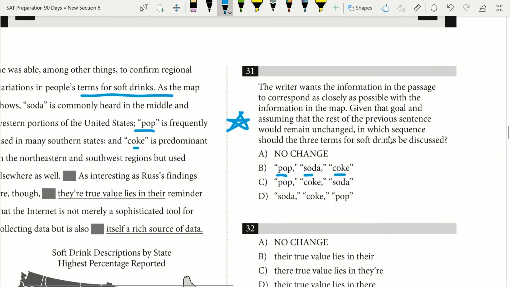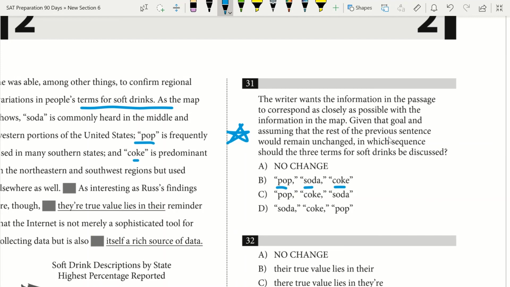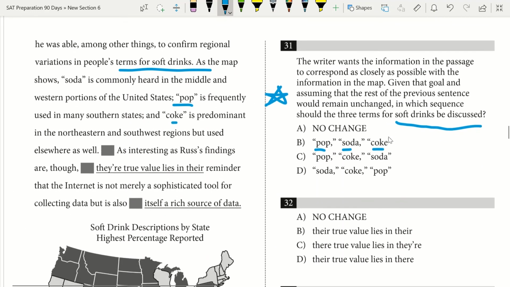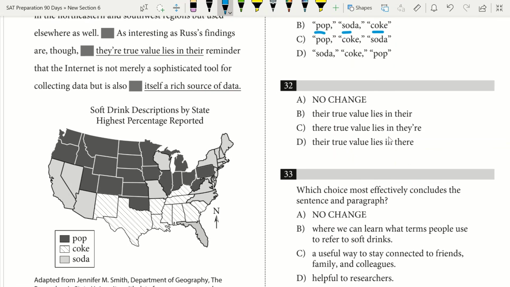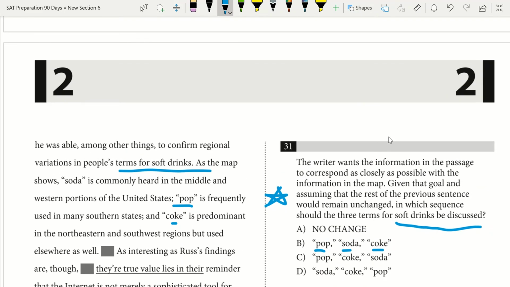We have the writer wants the information in the passage to correspond as closely as possible with the information in the map. Given that the goal, and assuming the rest of the previous sentence would remain unchanged, in which sequence should the terms for soft drinks be discussed? All right, so I've got a map showing me what they are referred to in different states. I'm going to answer that as I read through them.